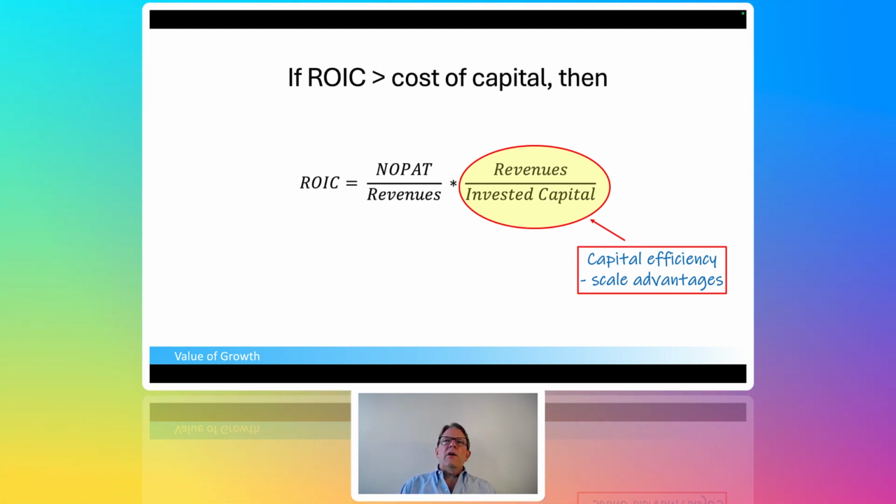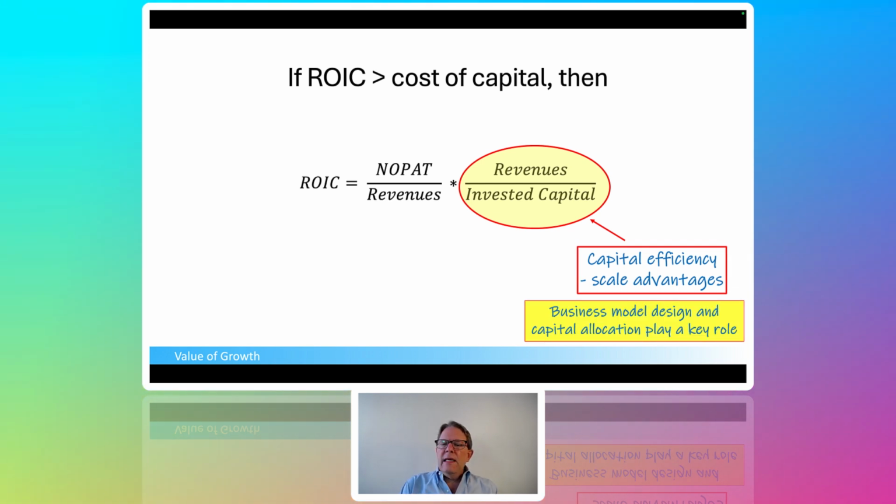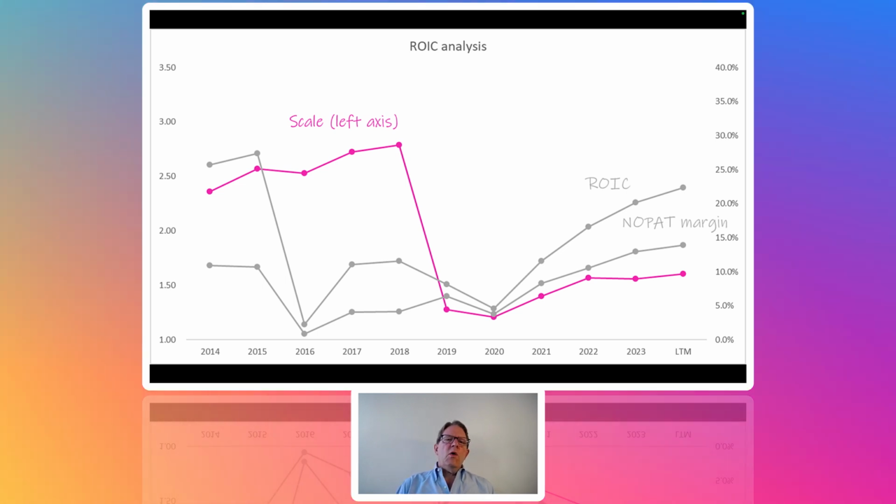All right. Now we flip to the other side of the original ROIC equation, revenues divided by invested capital. Here we're really looking at capital efficiency. How much revenue can they generate for $1 of invested capital? And so here the key is business model design and capital allocation play a key role. We'll talk a lot about that, and I'll delve more into this. This is really a scale measure, which you'll see in subsequent videos. And that's going to show up as our magenta or fuchsia, whatever that pink color is. That's the left scale. This is Chipotle.